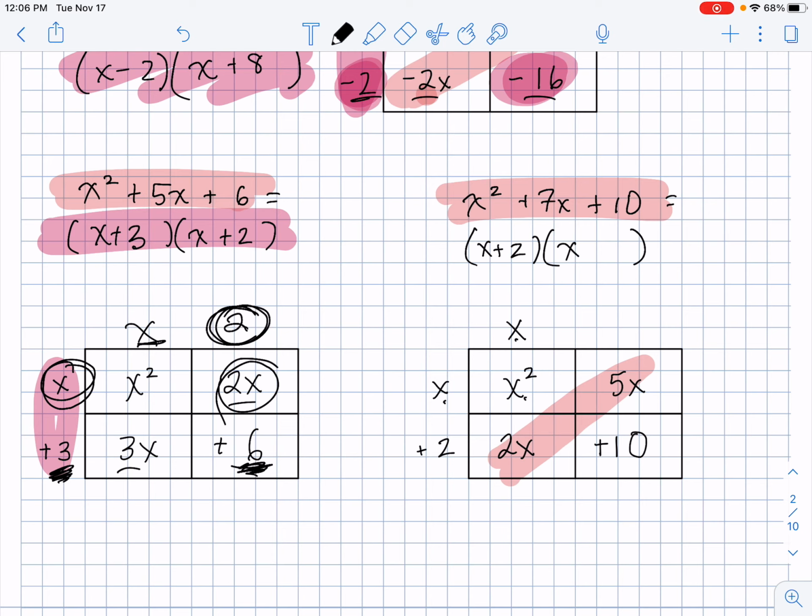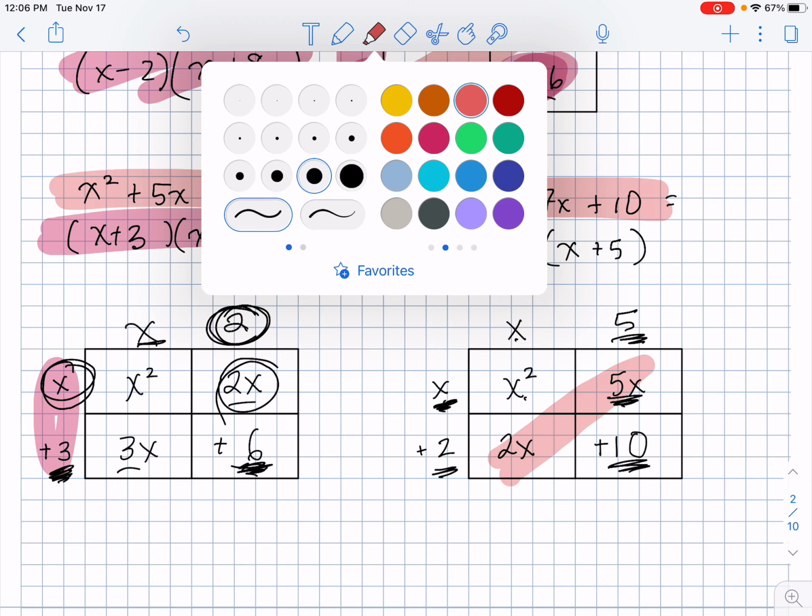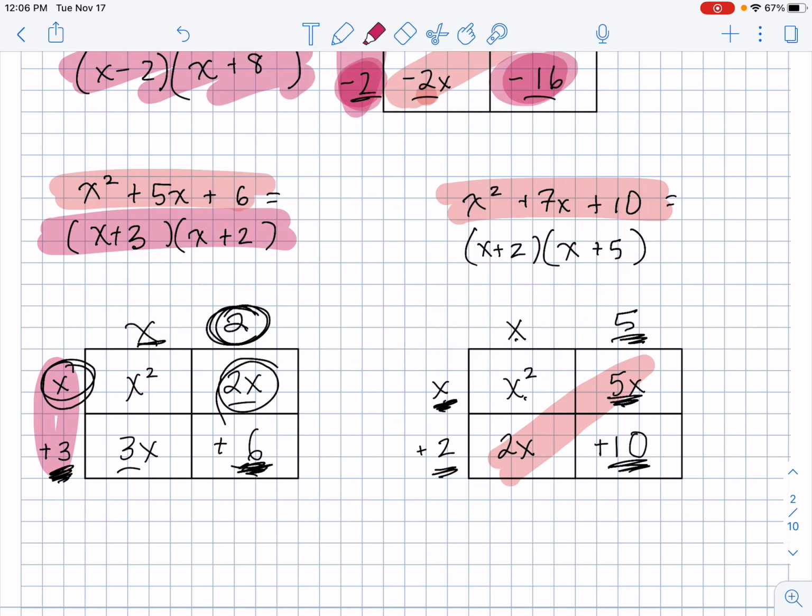X times x makes x squared. Okay. What other number should we have? 2 times what number makes 10? 5. Okay. 5 times x equals 5x. It checks out. So, x plus 2 times x plus 5 is equal to x squared plus 7x plus 10. Those are equivalent expressions. They are the same.